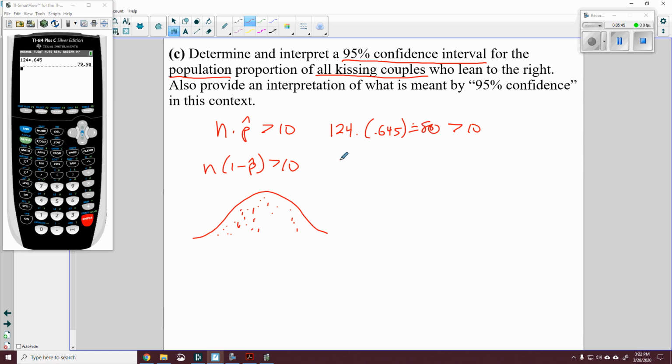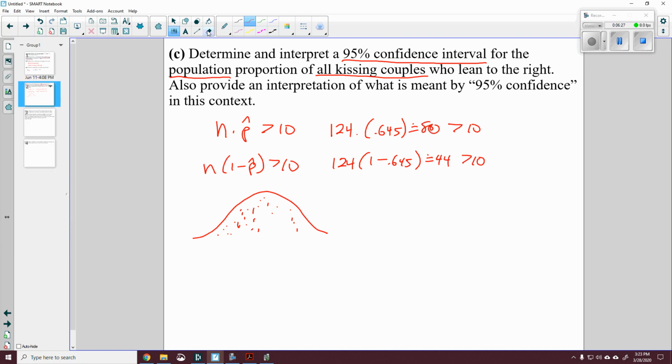What about 124 times 1 minus 0.645? Well, let's go over here and we go 124 times 1 minus 0.645, and that's 44. So that's approximately equal to 44, which is also greater than 10. So what it's telling me is that I can use the central limit theorem in this problem to do this analysis.